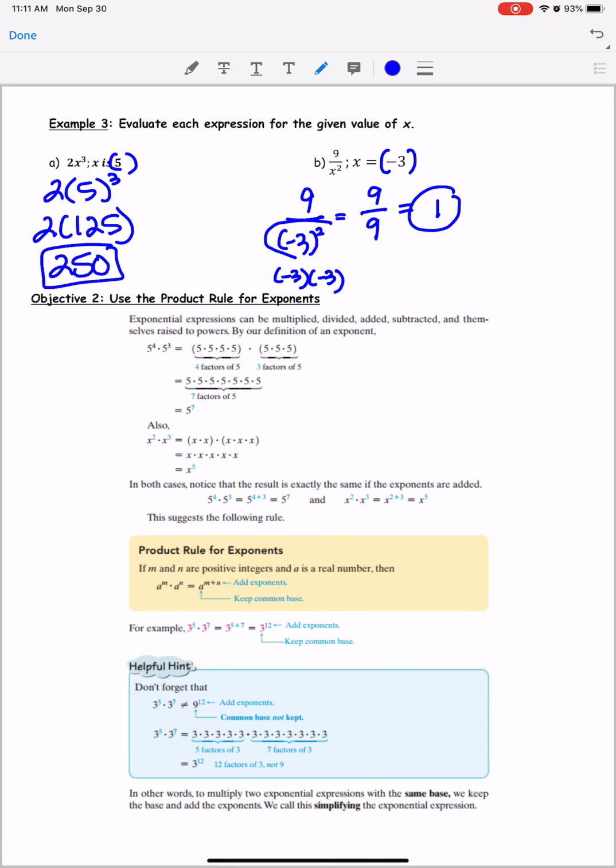If you don't put this in parentheses and you just put negative 3 squared, then you're going to get a negative 9 right here on the bottom, and you're going to get a negative 1 as your answer, which is not true. It's positive 1. So you've got to make sure those parentheses are there. They make a difference.